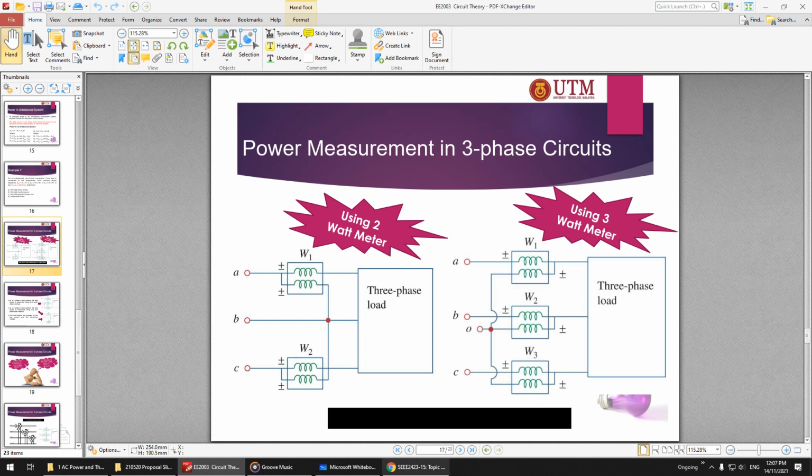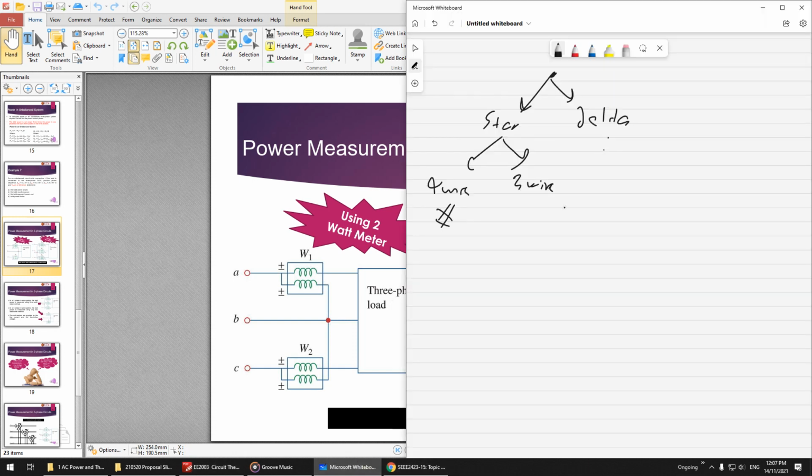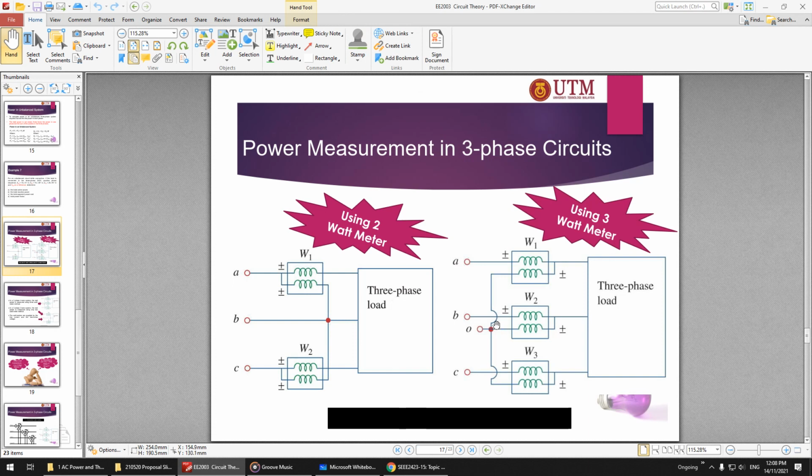But how about 3 wire, like delta and star 3 wire? For these two, you cannot do that. You cannot use 3 wattmeters because you don't have the neutral wire to connect to. There is no neutral wire here, so to overcome this problem, you have to use the 2 wattmeter method.